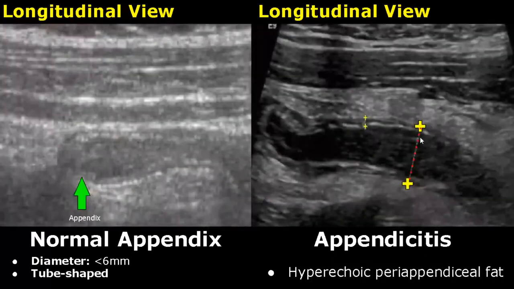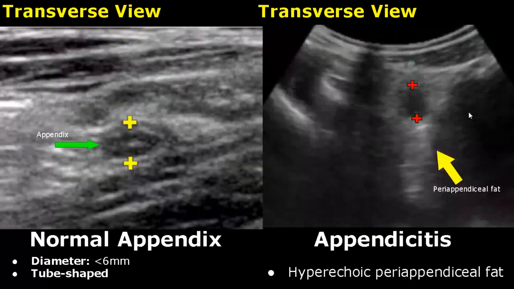Hyperechoic periappendiceal fat is another sign of appendicitis. The appendix will be surrounded by echogenic fat. In the normal image, this fat is not prominent, whereas in appendicitis, it can be seen very clearly. Here is a transverse image showing hyperechoic periappendiceal fat.